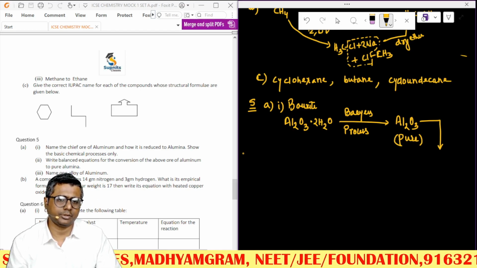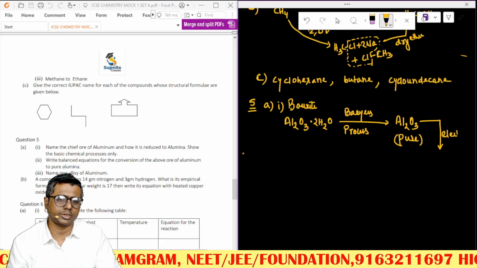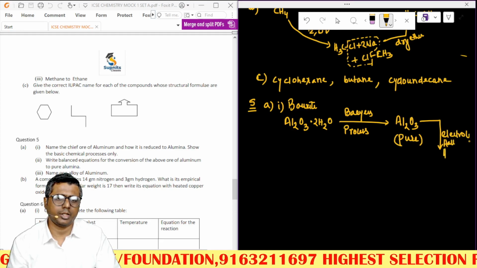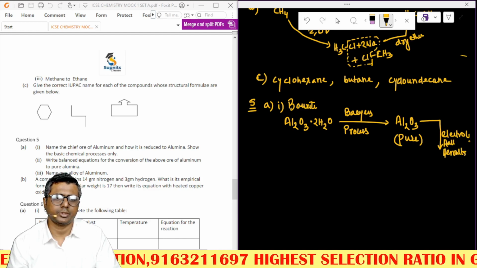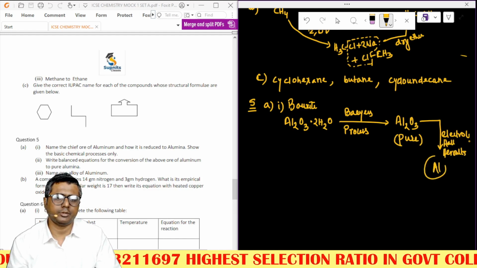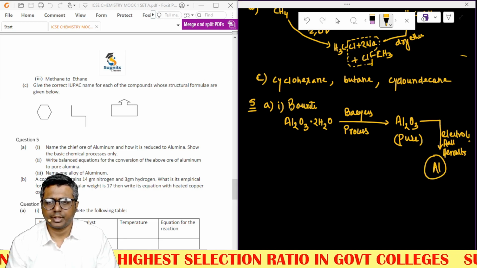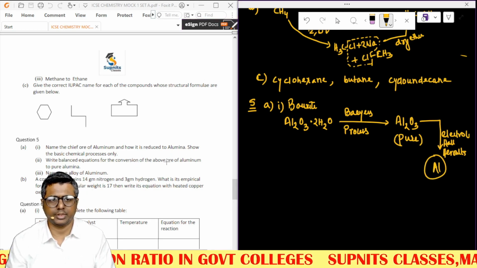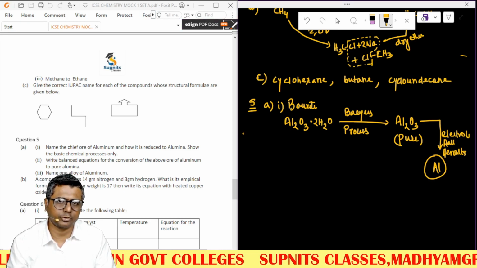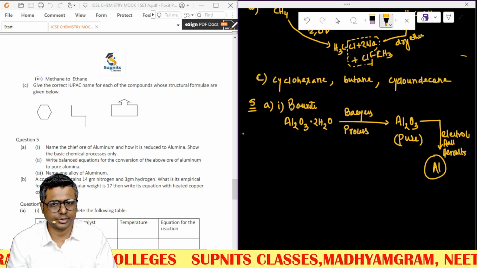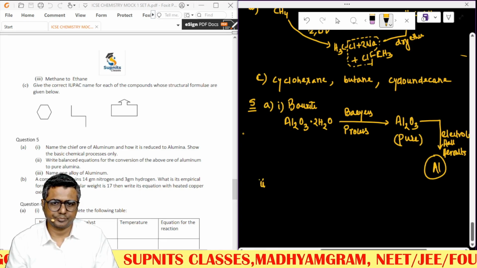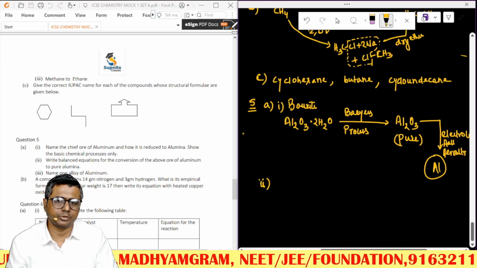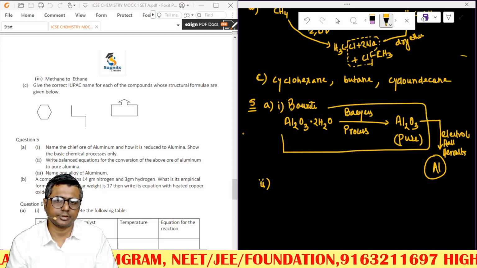So pure alumina is got, and then you have to undergo electrolysis by Hall-Heroult's process, wherein you are going to get your aluminium. It is said to show the basic chemical processes only, nothing else. So you have to write all this. It is electrolytically reduced by Hall-Heroult's process. That's it. Number 2, balanced equation of conversion. That means you have to show how you are getting this.